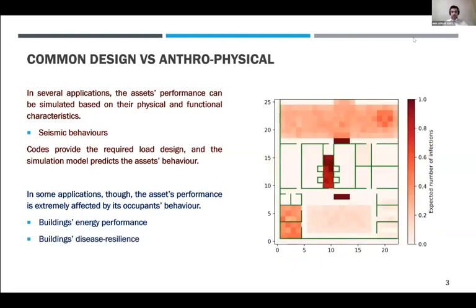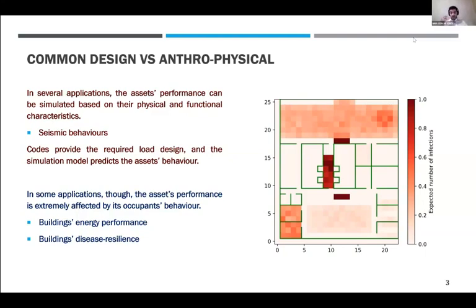Another scenario, another case study, was the disease resilience of buildings. Back when COVID was hitting us, I started the research by creating an open source agent Python library for simulating the behavior of people inside the building, and then seeing how it affects the disease resilience of the building, or the infection risk of COVID-19.